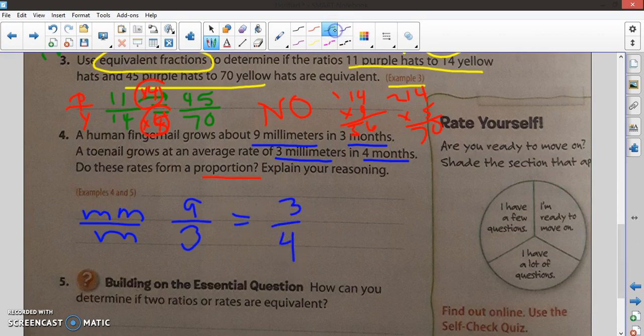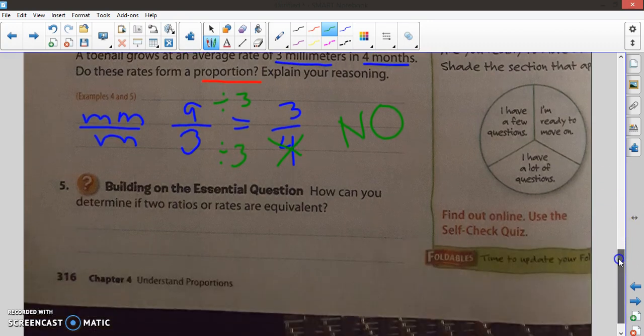So let's start with the numerators, because that one's easy to see. Divide by 3, we get 3. Well, if I divide 3 by 3, do I get 4? No. So it's no, they are not equal. Okay? We're going to skip 5.